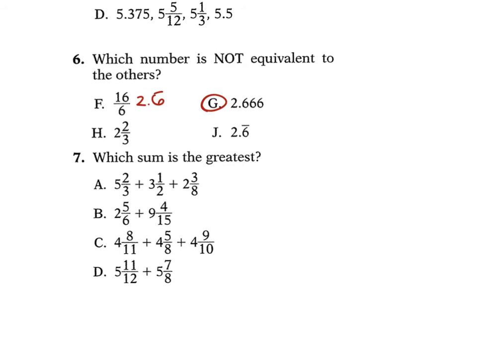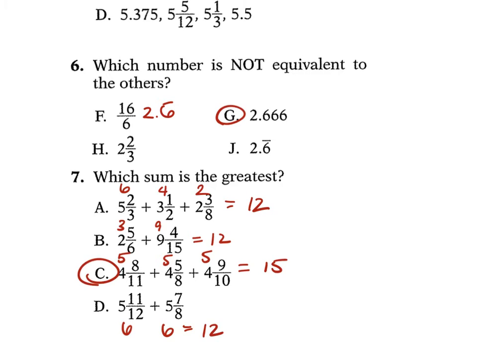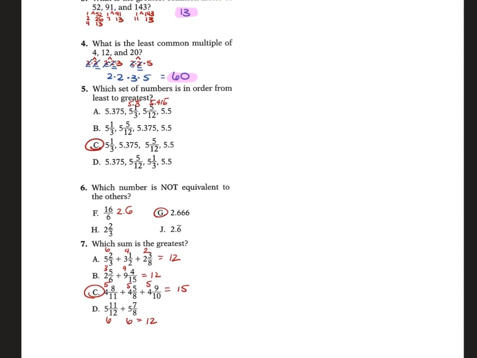For 7, it says which sum is the greatest. So for A, we have 5 2/3 plus 3 1/2 plus 2 3/8. We could do this to where we estimate these. If we did, we might be able to get our answer. So this one would be somewhere around 12. This would be a 3. This would be a 9, so that's about 12. The 4 and 8 elevenths would become 5. The 4 and 5 eighths would become 5. And the 4 and would become 5. So that's 15. So I think C would be our answer there. And then for D, we would have 6 and 6, which is 12. So yes, we can do this by estimating, and C would be our answer.